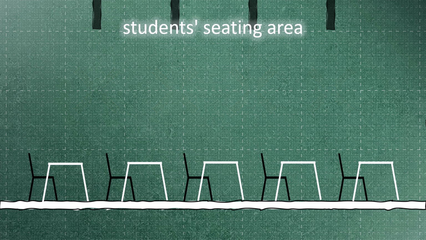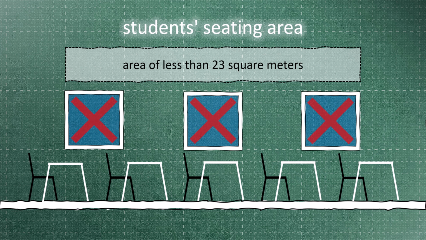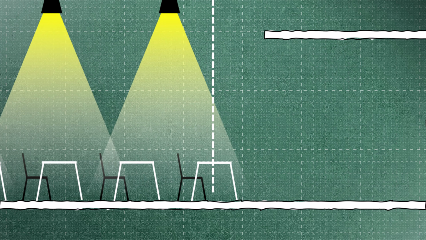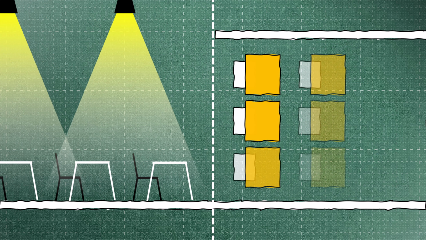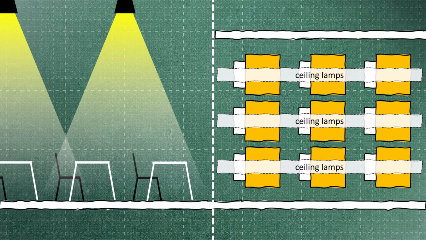For classrooms with an area of less than 23 square meters, it may not be necessary to design windows, and artificial lighting can be used instead. In such cases, we should first hypothetically arrange the rows of chairs and then design the layout of ceiling lamps to be positioned perpendicular to these rows.